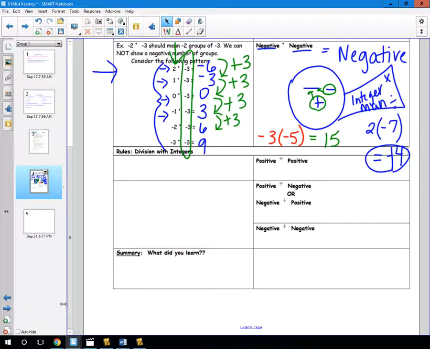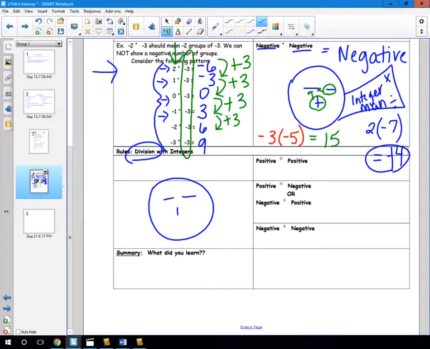Now, good news. I said the Integer man knows how to multiply and divide, so have no fear. Integer man is here. You're going to use Integer man for division as well. Remember, he only knows how to multiply and divide. So when we say a positive divided by a positive, well, that's the same thing we've always been doing. A positive divided by a positive is going to be a positive.